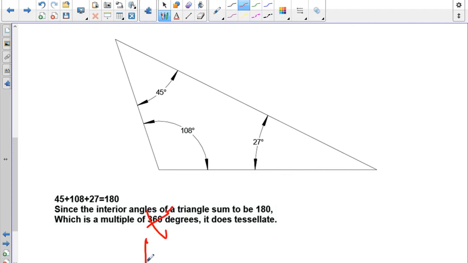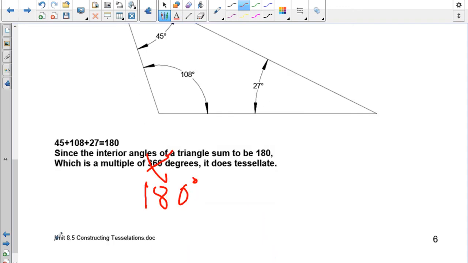Oops, ran off my mouse pad there. There we go. Okay, if it's 180 degrees, then it tessellates. All right, going on to the next one.